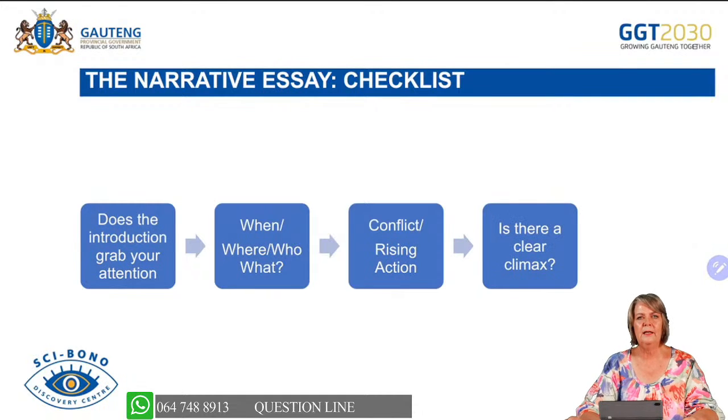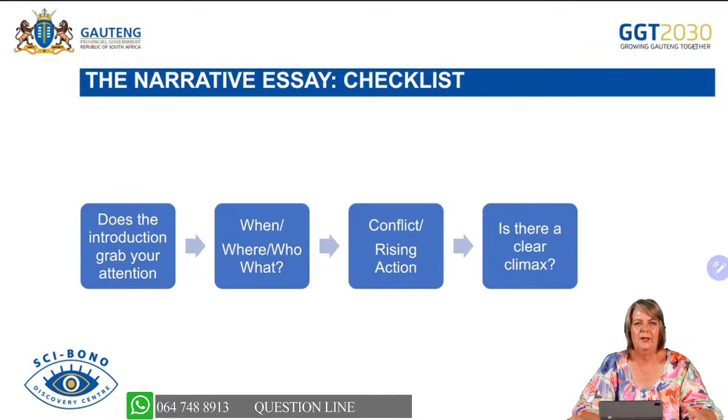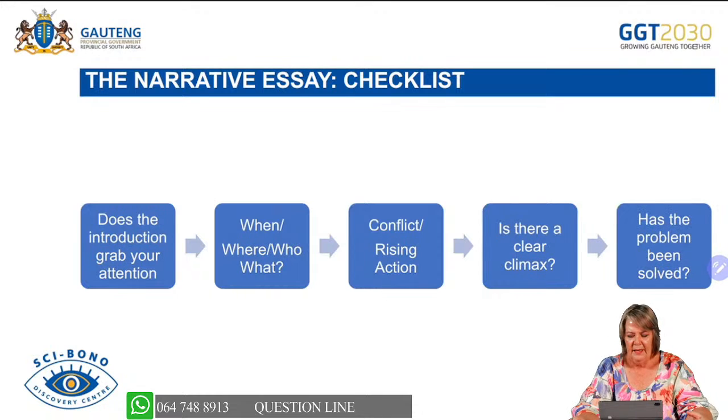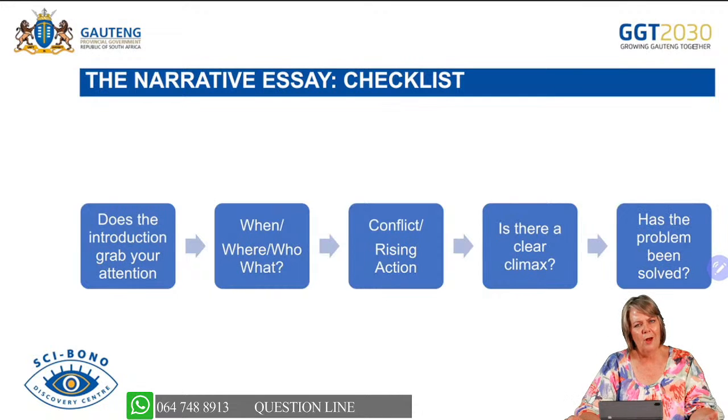Then is there a clear climax? Right before he thinks this is the end and nothing's going to happen and he won't be able to make his dreams come true, somebody comes forward and offers him a bursary, or he wins a competition that he has taken part in, and that gives him the money to go and study. Then has the problem been solved?